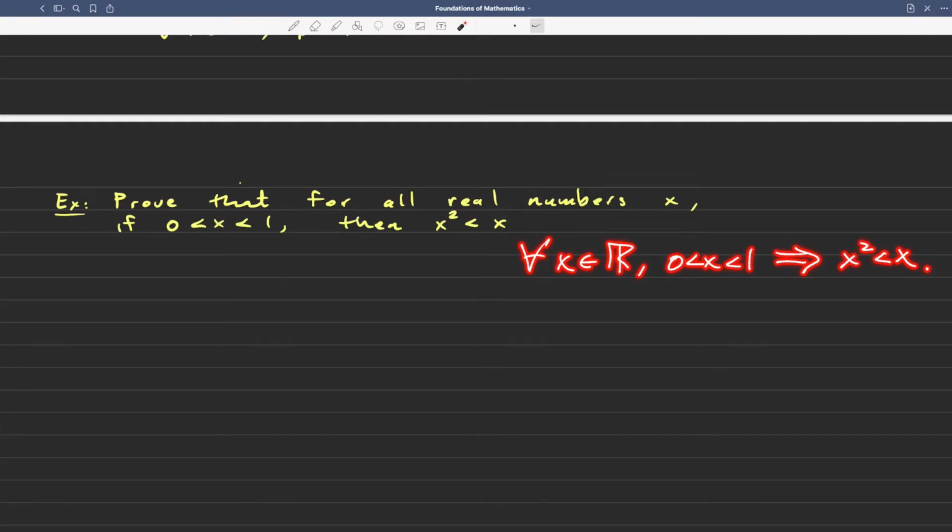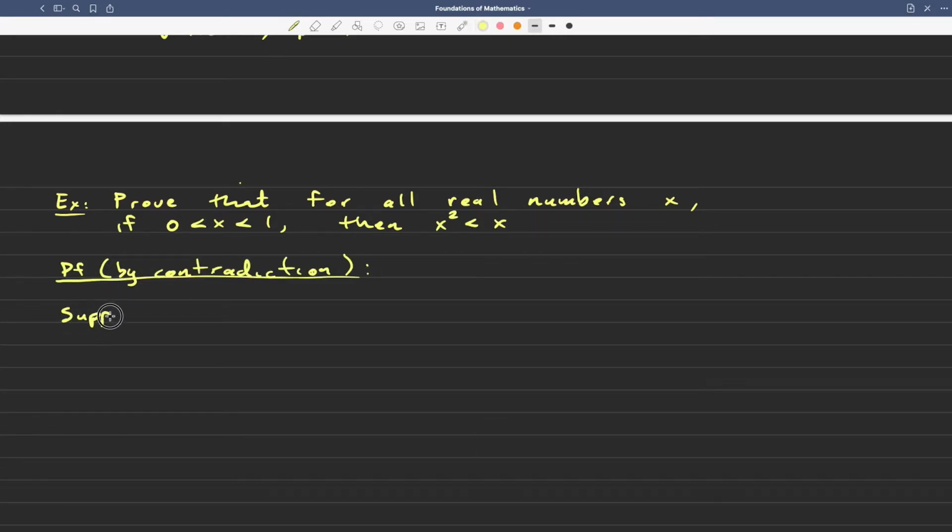And so if I want to prove it indirectly, I'm going to suppose that that's false. Negating it would give me there exists x in the reals such that 0 is less than x less than 1, and the opposite is true for x squared being less than x. It would be x squared is greater than or equal to x. So what I would do is assume that this is true and try to derive a contradiction. So let's do that. Proof by contradiction.